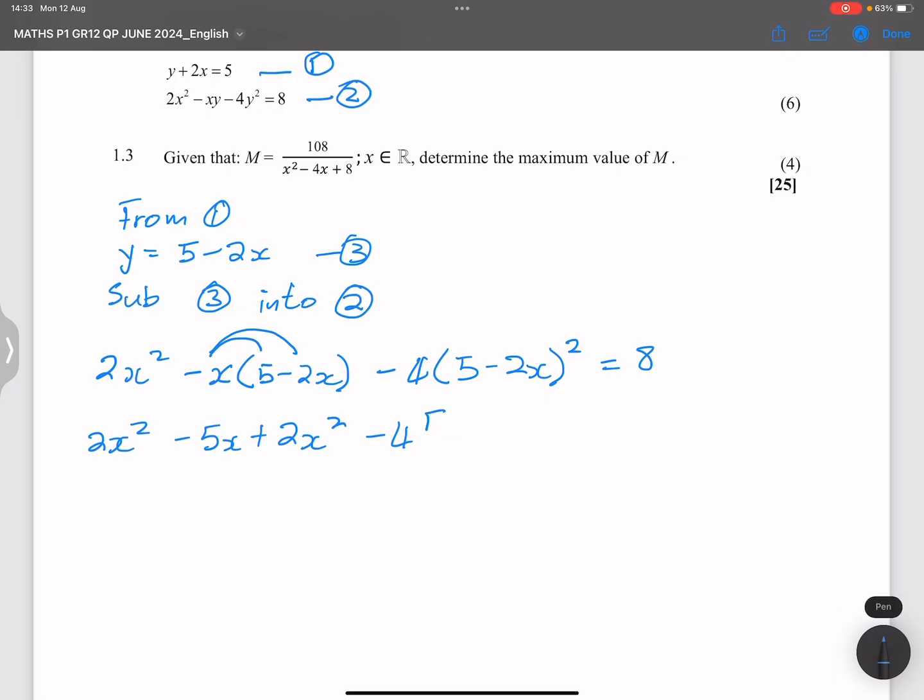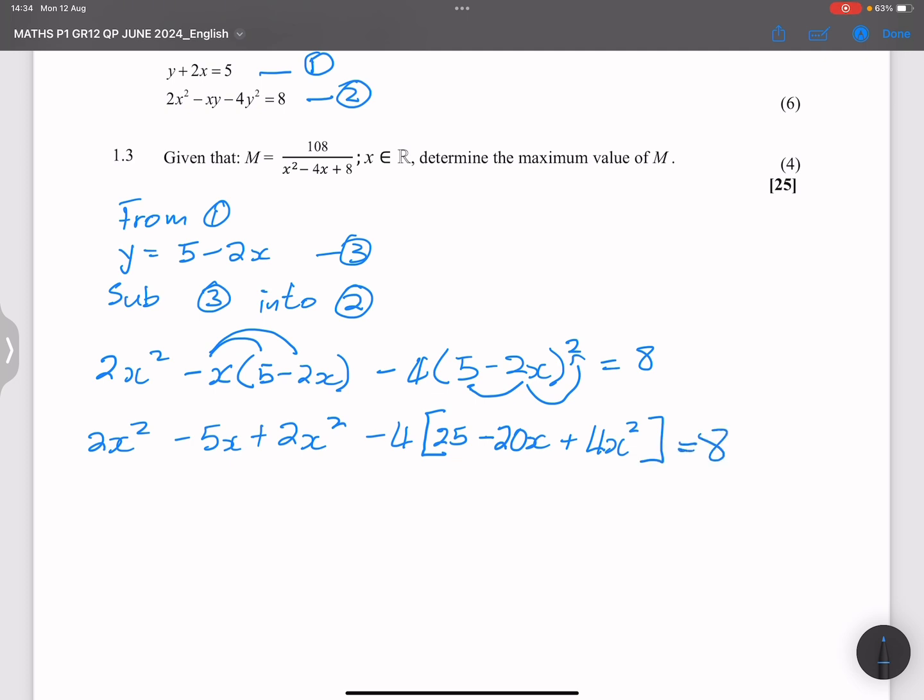and I did say, guys, it is important for you to be able to work with square brackets very quickly. So this will be 25, that's 5 squared. And you say 5 times negative 2x, that gives us negative 10x, multiplied by 2 to get the middle term, so that gives us negative 20x. 10 times 2 gives us 20. And so we say plus 4x squared. And this is equal to 8.